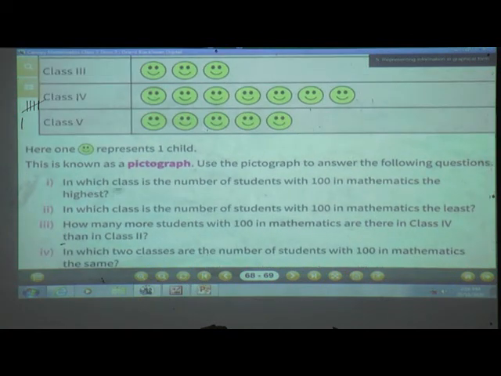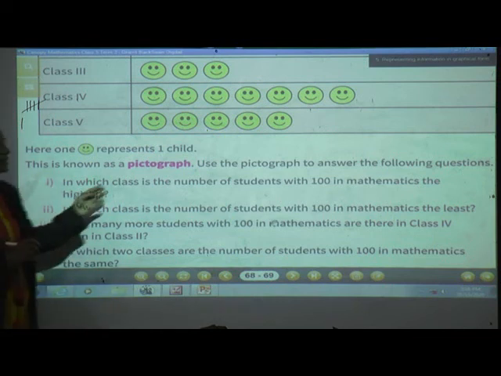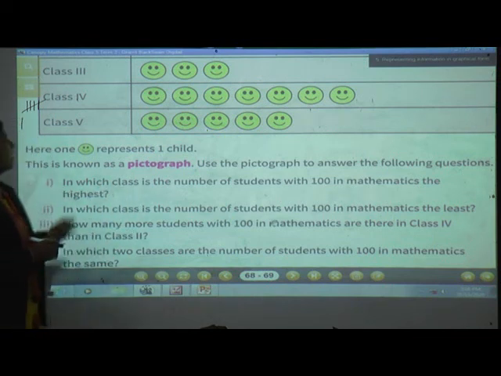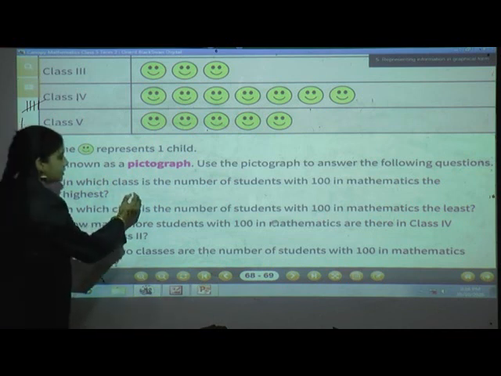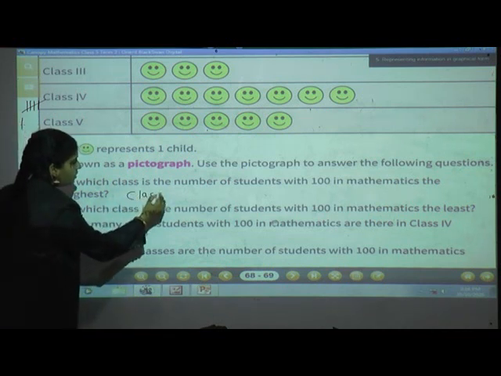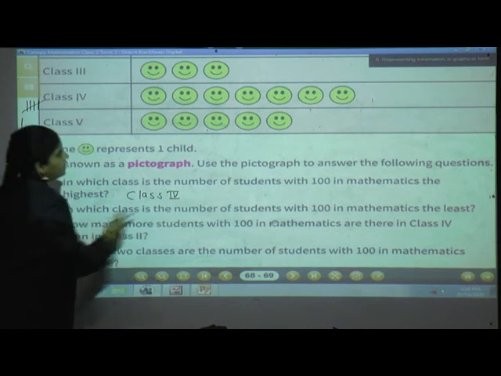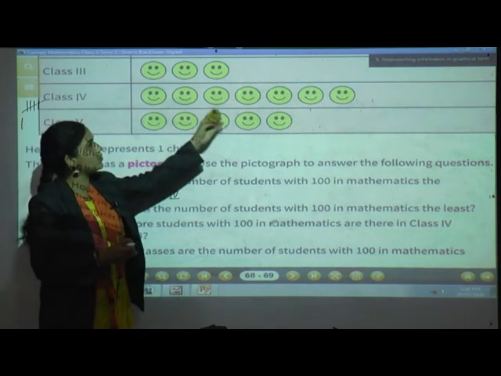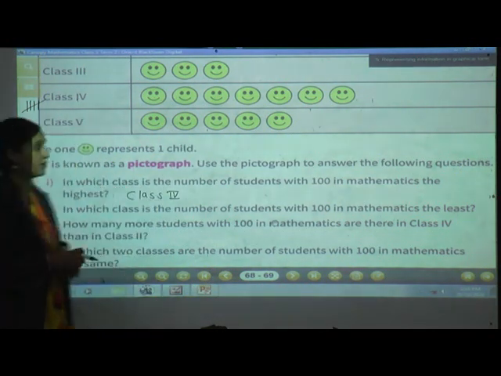Now, see, in which class is the number of students with 100 in mathematics the highest? In which class more students got 100 marks? Students, see the pictograph and give me the answer. Yeah, very good. In class 4. You can see here in class 4, 7 students got 100 marks in mathematics.